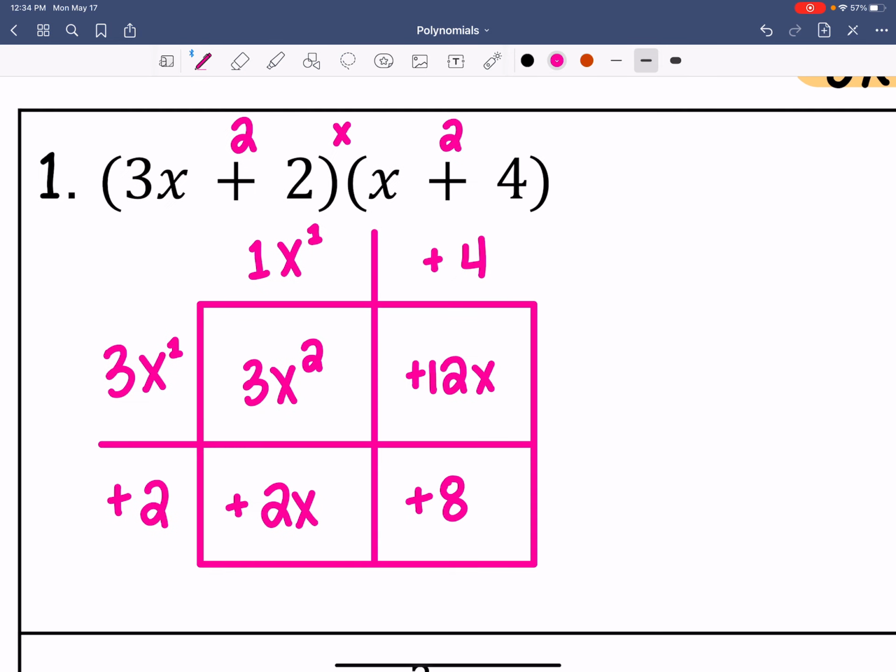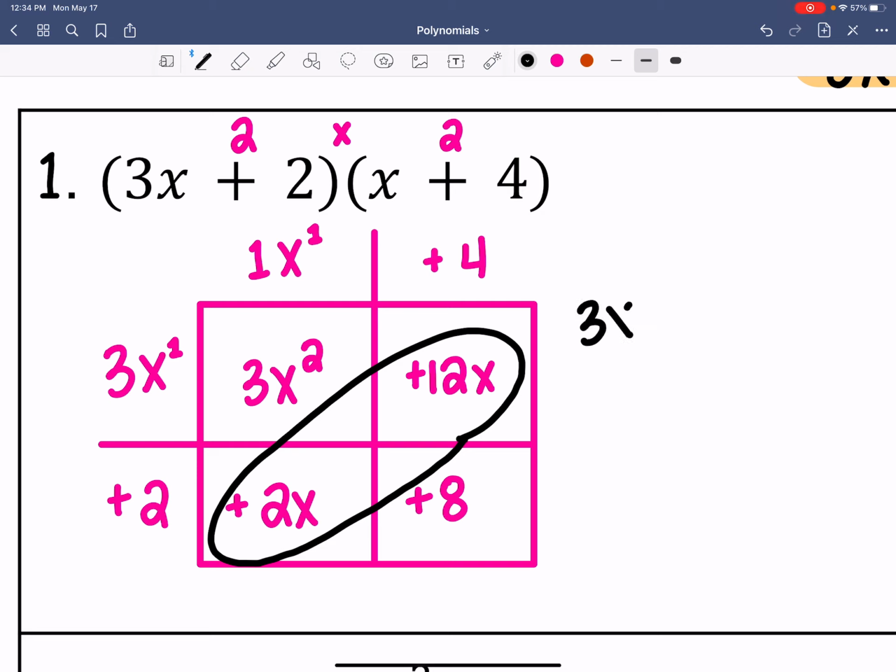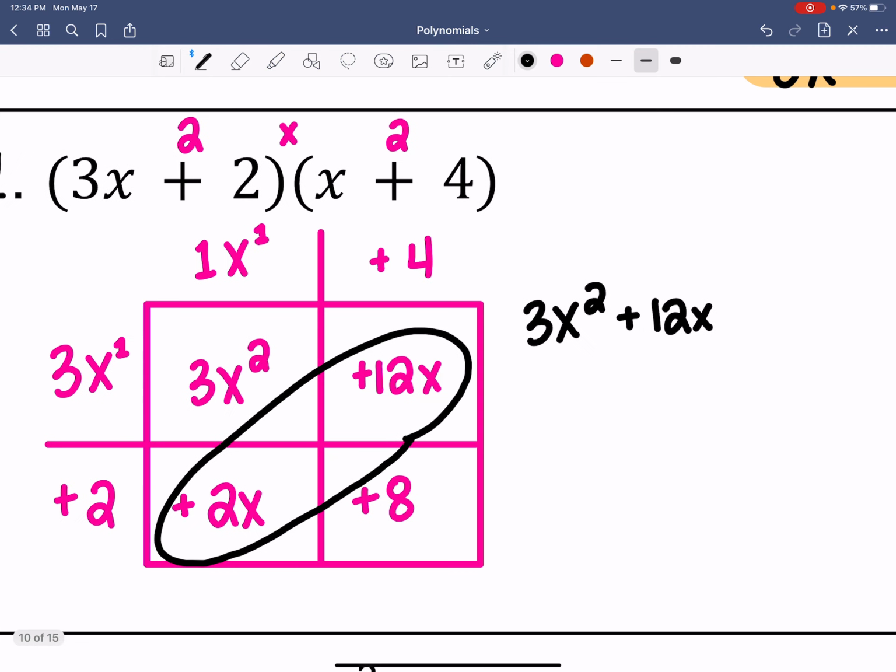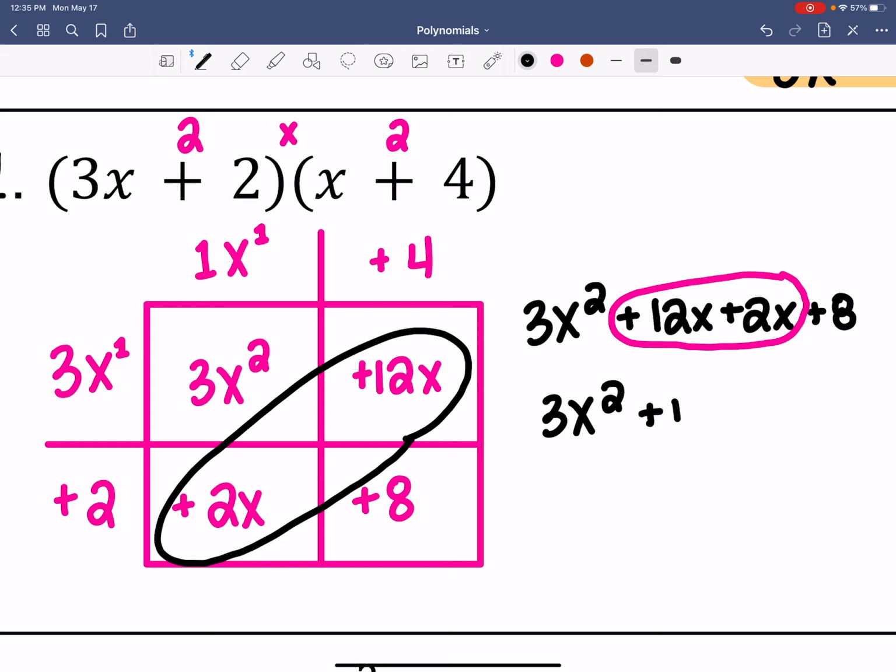Now we want to combine any like terms. So I can see that 12x and 2x both just have a plain old x. So those are going to be like terms. So that gives us 3x squared plus 12x plus 2x plus 8. Now again, we're going to combine those like terms that are there in the middle. So that gives us 3x squared plus 14x plus 8.